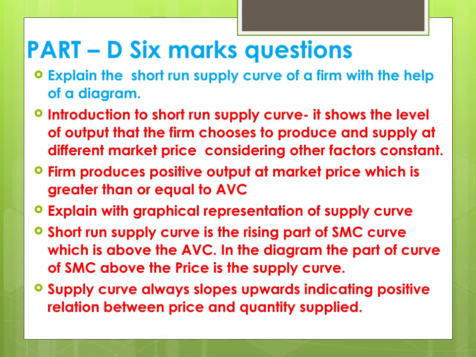Short-run supply curve will be the rising part of the SMC curve, which is above the AVC. In the diagram, the part of the SMC curve above the price will be the supply curve. The supply curve always slopes upwards, indicating a positive relationship between price and the quantity supplied. Using these points and the required diagrams, you need to frame the answer for this question and present it for assignment.